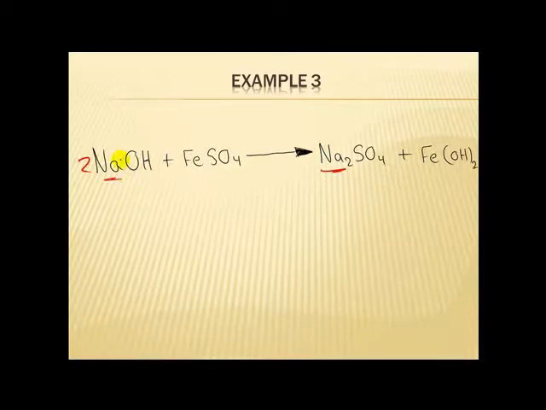Okay, let's move on to the next element, which is Fe. 1 Fe on this side, 1 Fe on the other side, that's fine. 1 S on this side, 1 S on the other side, that's also fine. Hydrogen, 2 hydrogen on this side, and 2 hydrogen on the other side, that's also fine. And finally we have oxygen. 2 oxygen on this side, 4 on this side, that's 6 in total on the reactant side.